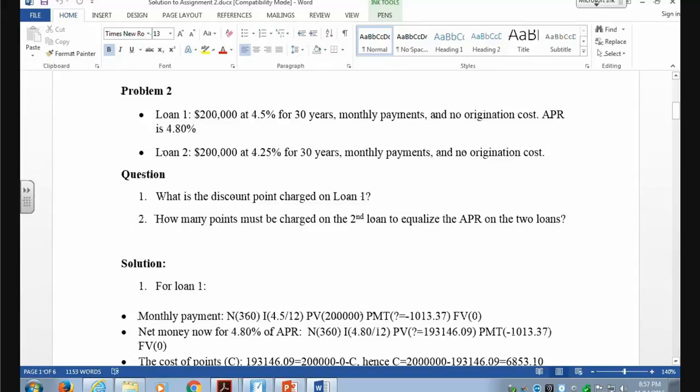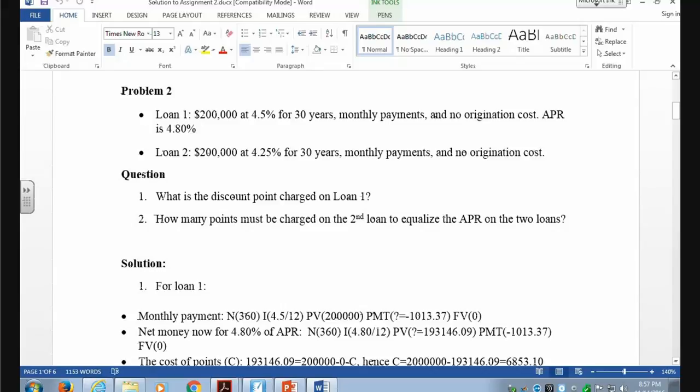So now it's then divided by the loan amount, and you get the discount point. Then the second question: you loan $200,000 at 4.25% for 30 years, monthly payment and no origination cost. Now, how many points must be charged on the second loan to equal the APR? If you know the APR for the second loan, you can compute the actual money coming into your pocket for the second loan. Then you know what discount price you charge. Same thing. Anybody can do that? So to get the points, you're really just taking the difference over the original loan amount to get the percentage.